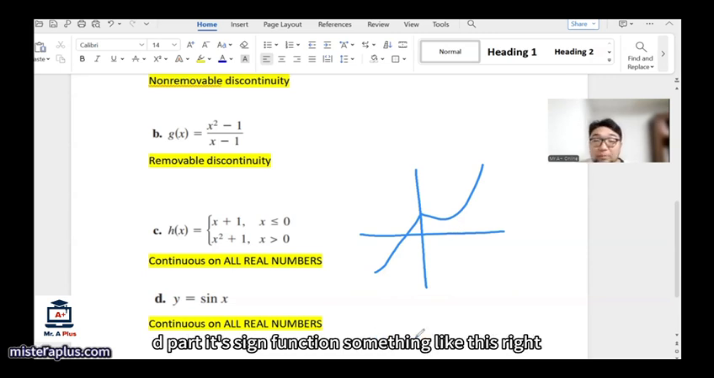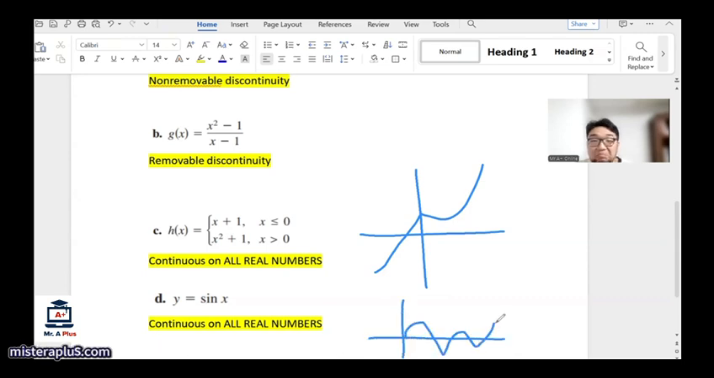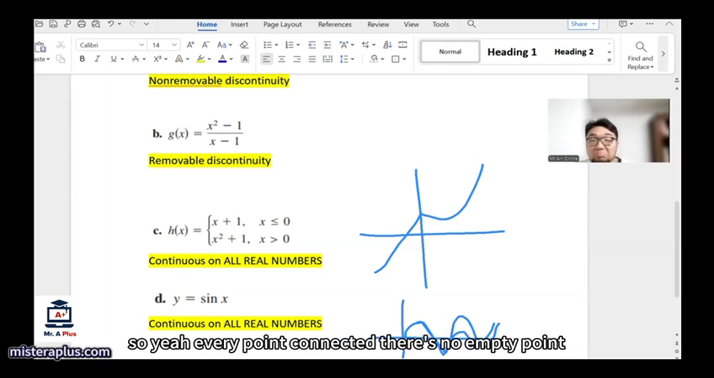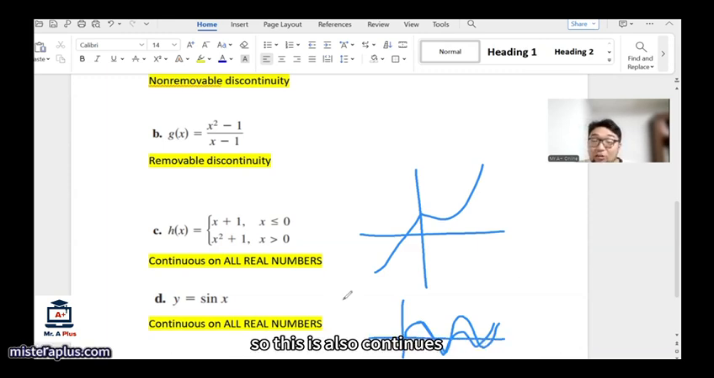All right. What about D part? It's a sine function, something like this, right? Keep going. And oh, sorry, it's a little bit too crazy. Okay. So yeah, every point is connected. There's no empty point. So this is also continuous.